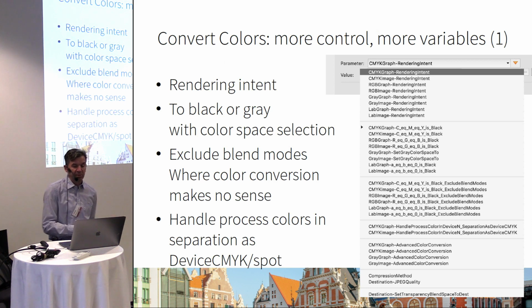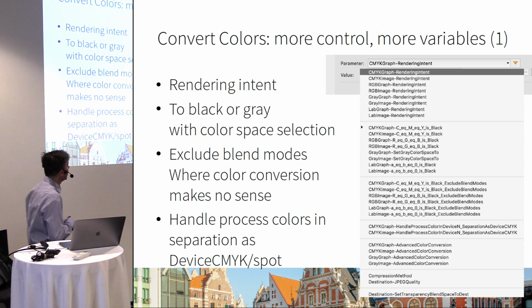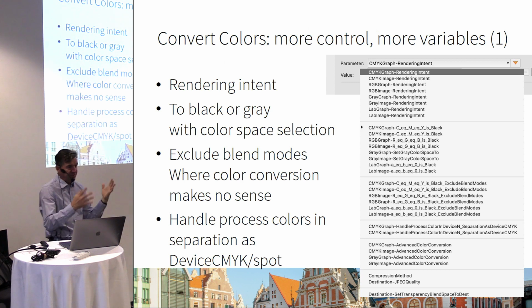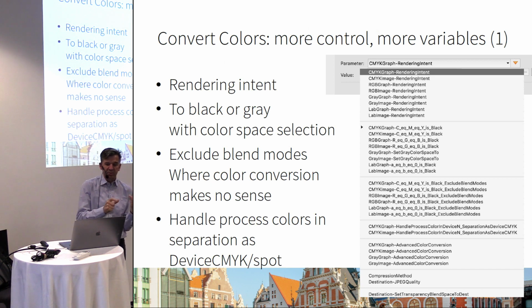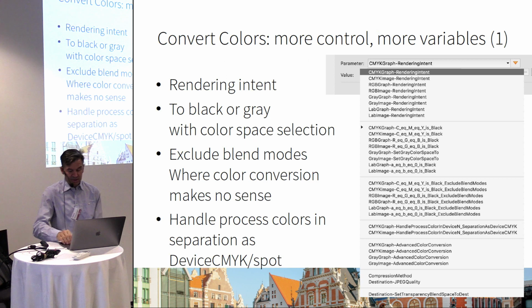You can exclude certain blend modes, so transparency blend modes. You can handle process colors in a separation color space or device CMYK color space. So you can say how these should be treated. Whereas separation can only have the cyan colorant, so when you have a single cyan colorant, an object that only uses cyan, should that be treated as if it would have magenta, yellow, and black with 0 or not? So this is a question that can be specified here.